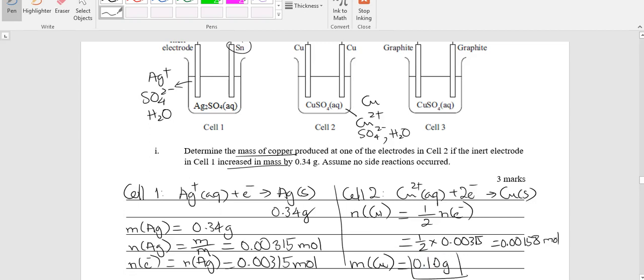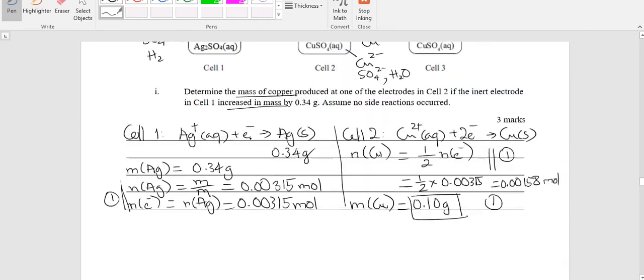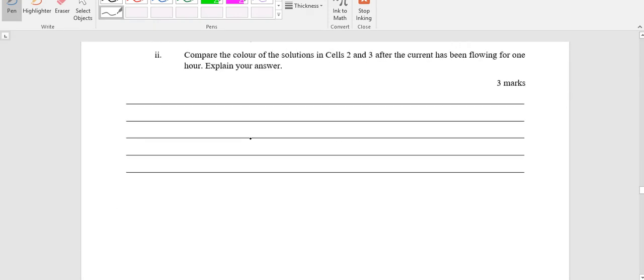That's the final answer. So 1 mark for answer, 1 mark for finding the number of mole of copper from the number of mole of electrons, and 1 mark for finding the number of mole of electrons from the number of mole of silver, which means that a lot of people got 2 out of 3 even if they didn't recognize the correct product. And so I think a lot of people did get a lot of consequential marks.